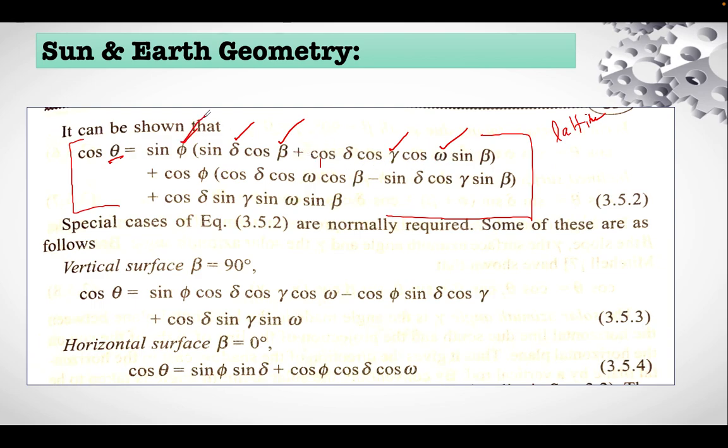Now phi, the latitude, depends upon the location. Delta, the declination, we can calculate by considering January 1st as the first day, measuring the number of days, and using that particular formula. Beta is the slope of that receiver or surface. Gamma is the azimuth angle. Omega is the hour angle. So by considering all those angles, we can calculate the incident angle. You must know the values of all those angles, then you can apply this formula and calculate the angle of incidence. So that one formula you have to remember, and based upon that there will be a numerical in your exam. Thank you.